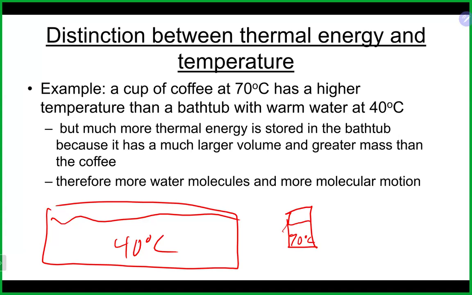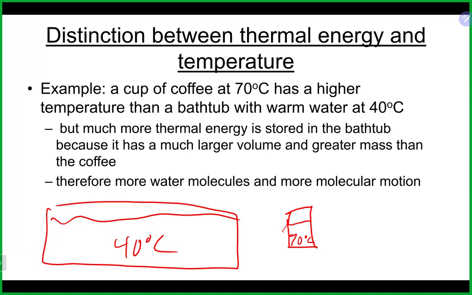So since there are a lot fewer water molecules in the cup than in the bathtub, we actually can achieve a higher temperature. But in terms of thermal energy, the bathtub has a lot more molecules. It will have a lot more thermal energy. Questions on that there?